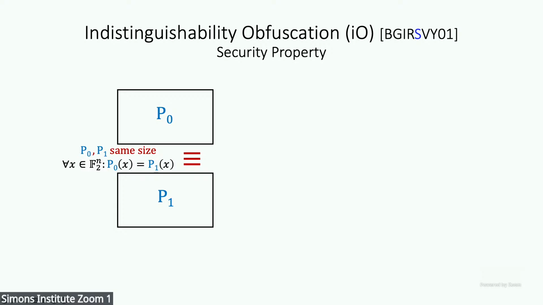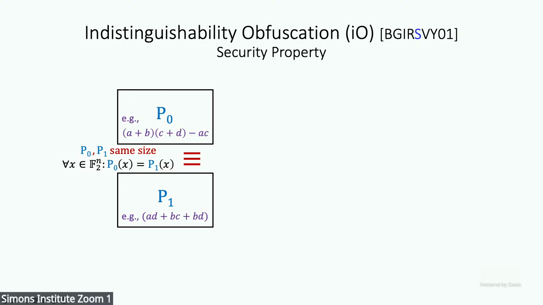their circuit representation has the same number of gates. You can always pad it with useless gates if you wanted to make sure that they're the same size, such that they're actually functionally equivalent. So for all inputs x, P0 of x equals P1 of x. But they're implementing the same function in different ways.